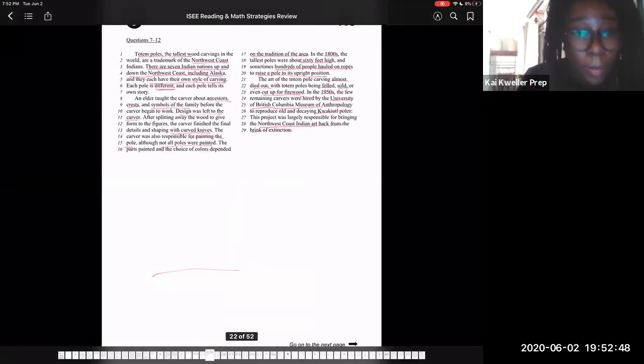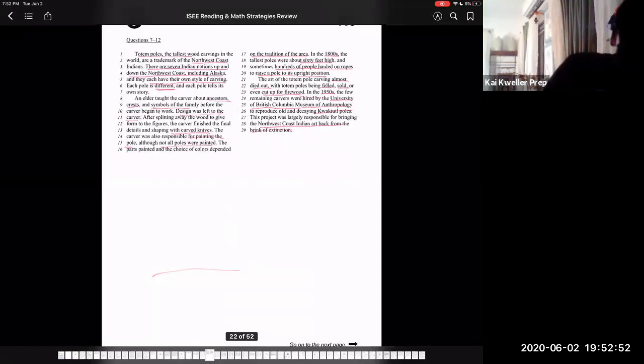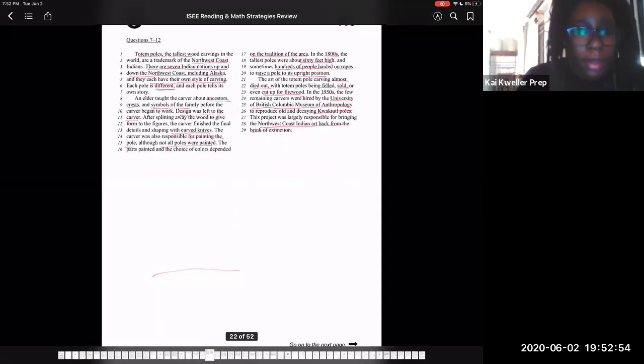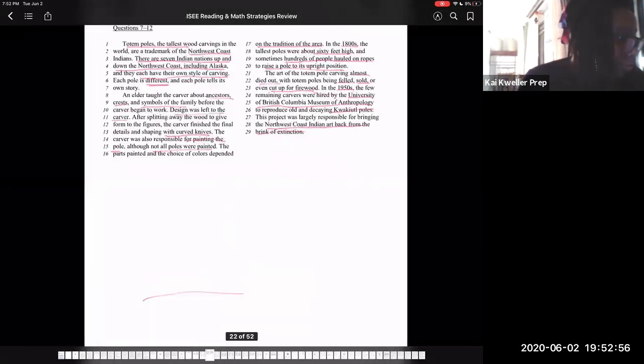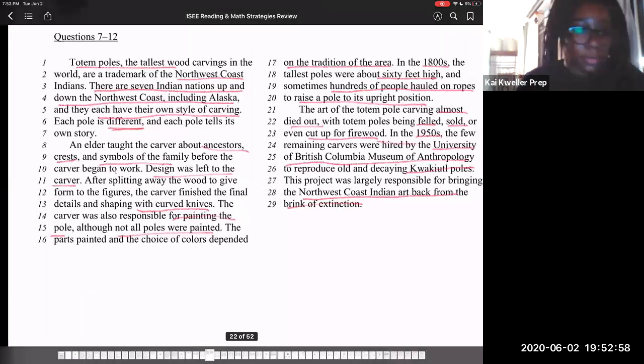So we want to look a little bit before, a little bit afterwards, since 8 is the start of the paragraph. So just like go over. Just make it larger. Can you make it larger for the group, for the kids? They'll follow along easier. Go ahead.